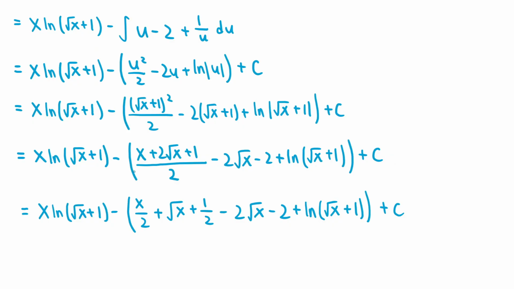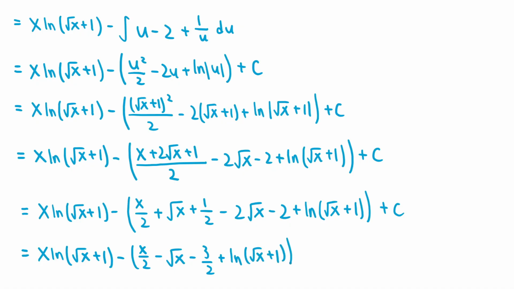If we simplify the expression inside the parentheses further, it becomes like this, where x divided by 2 is x over 2, 2 square root of x divided by 2 is the square root of x, and 1 divided by 2 is 1 over 2, so that's the first term taken care of. Everything else stays the same, and if we combine like terms, this just becomes x ln of the square root of x plus 1 minus parentheses x over 2 minus the square root of x minus 3 over 2 plus ln of square root of x plus 1 plus c.